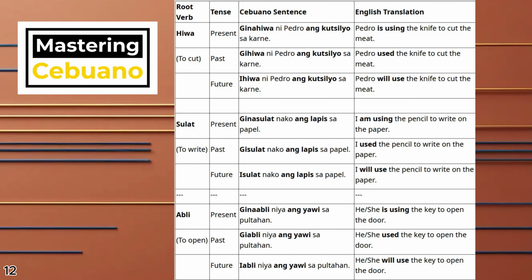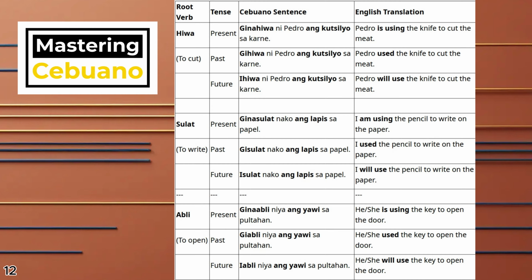Now here is a table with some example sentences. We did hiwa already, so that's on the table. Next we take sulat, which is to write. In the present, ginasulat nako ang lapis sa papel. I am using the pencil to write on the paper. In the past, gisulat nako ang lapis sa papel. I used the pencil to write on the paper. And in the future, isulat nako ang lapis sa papel. I will use the pencil to write on the paper.